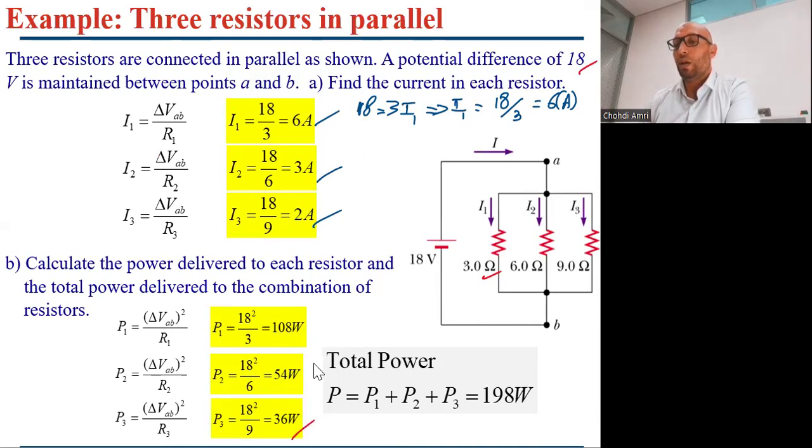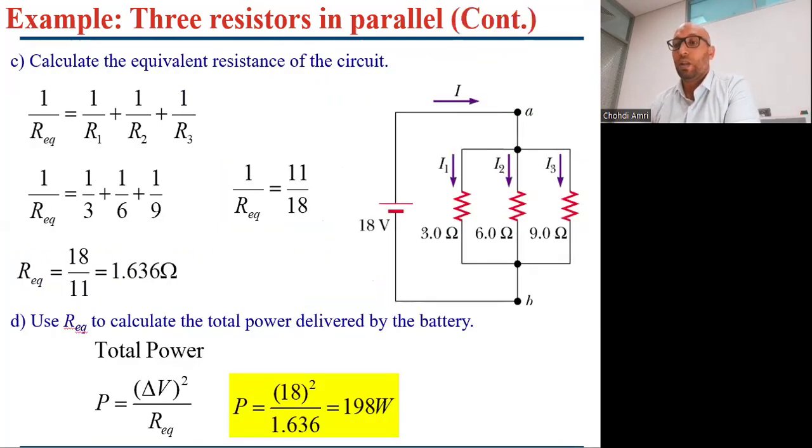And we are done. What is the total power delivered to the combination? Here we have only a power supply, a potential difference, and we have resistors. So the total power delivered to these resistors is only the sum of the power dissipated in each resistor. And we can add P1 plus P2 plus P3 to get the total power, because we don't have any other element in the circuit. So we're going to get 108 plus 54 plus 36 to get 198. We are done with this example.